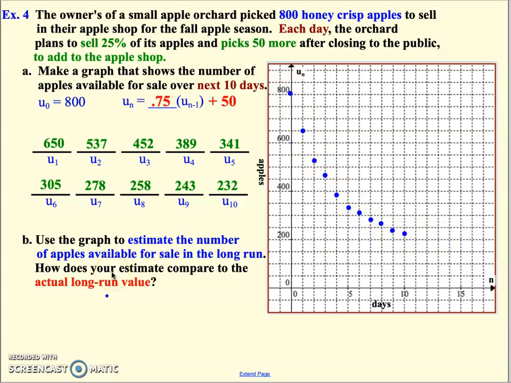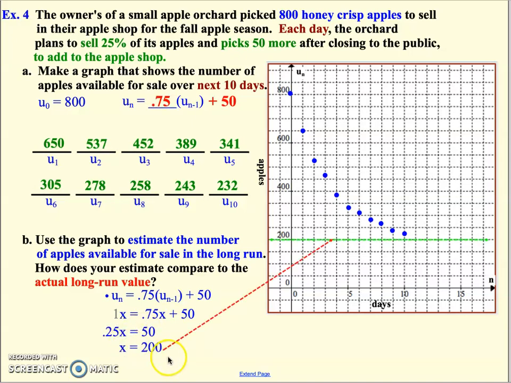Now the idea is long run, so let's say the apple season in the fall, maybe a month, somewhere around there. So this is only 10 days in, and we want to just kind of see, if we keep this process going, what will we always have on hand? So long run value, remember what you do with that is you take your original formula and you replace the use of n terms with x's. And keep in mind that's a 1 out there, so I replace that with an x, that with an x. Do a little bit of basic algebra, subtract 0.75 from both sides, divide by 0.25, and I get 200.